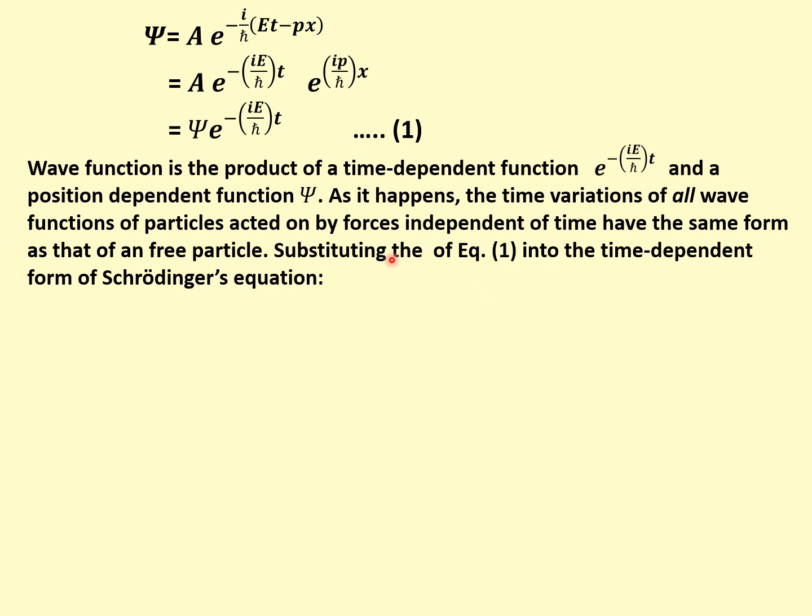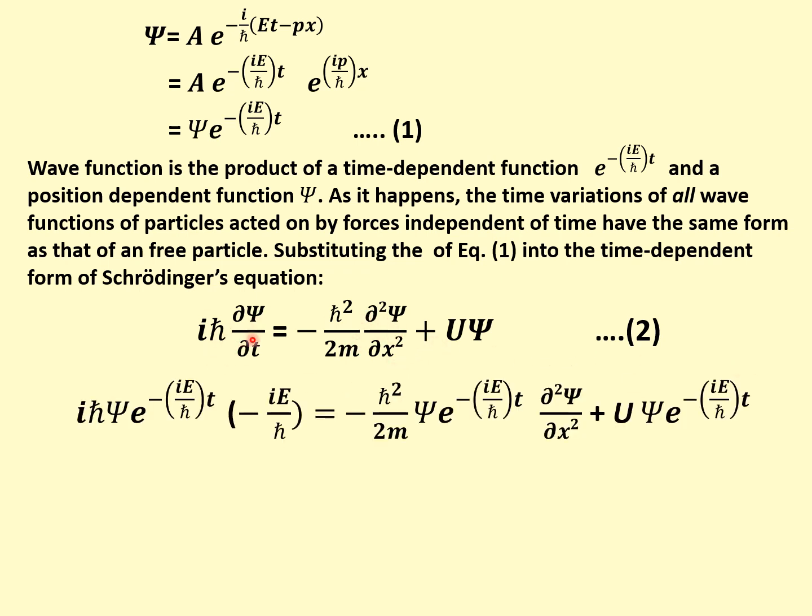So now we have this wave function as ψ equals A e raised to power minus i by ħ (Et minus px), and we can separate the time and position x terms, and we can write A with the position term as ψ, normal psi. Here it is bold psi, times e raised to power minus iE by ħ t. This is the time term, and if we put this value in the time dependent equation, which was iħ ∂ψ/∂t equals minus ħ² by 2m ∂²ψ/∂x² plus Uψ.